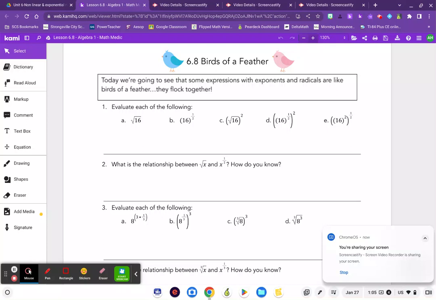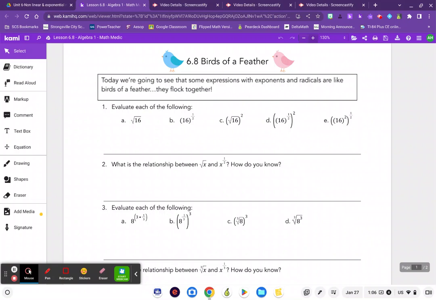Hassler here. We are going to work through lesson 6.8. It says, today we're going to see that some expressions with exponents and radicals are like birds of a feather. They flock together. And what that means is we're going to see many different ways to write an expression, and these ways are all equivalent to each other. What are a bunch of equivalent ways of writing a certain expression?